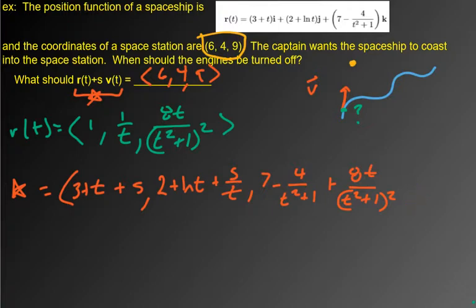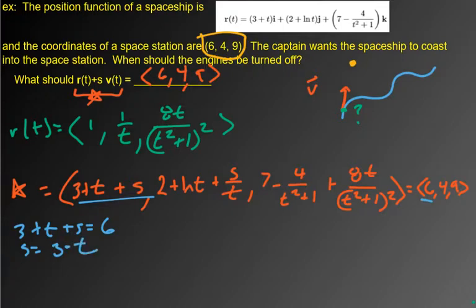I think I actually need to give myself a little more room. All of that needs to equal 6, 4, 9. Okay. So now I basically have a system of equations I can solve. So I can take this and this, set them equal. 3 plus t plus s equals 6. So that would mean s is 3 minus t.